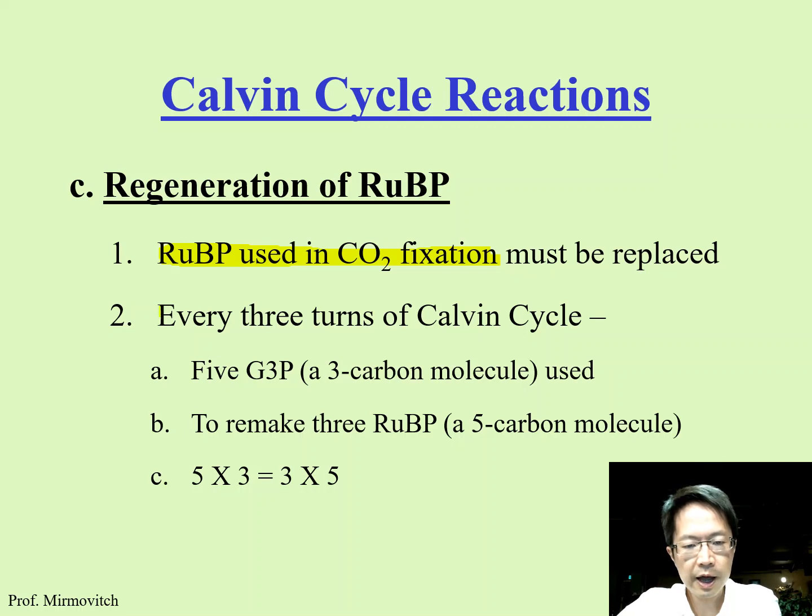So it says every 3 turns. 3 is the key word. Every 3 turns of the Calvin cycle, 3 is the magic number that you need to memorize, it will generate 5 G3P. Remember, each G3P is a 3-carbon molecule. To make 3 RuBP, you need 5. RuBP is a 5-carbon molecule.